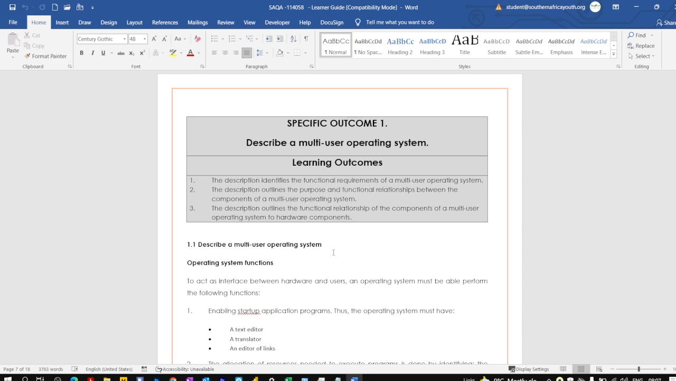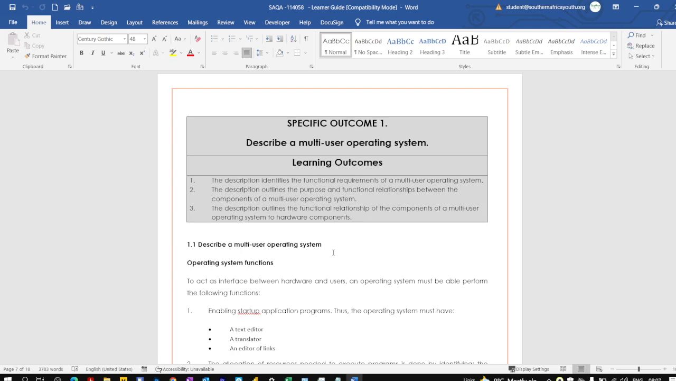Anyway, coming back to our learning outcomes. The third one is that the description, meaning as we describe this operating system, should outline the functional relationship of the components of a multi-user operating system to hardware components. Remember, as I said, an operating system is a software. Then, for us to have a computer, we should have a software and a hardware.